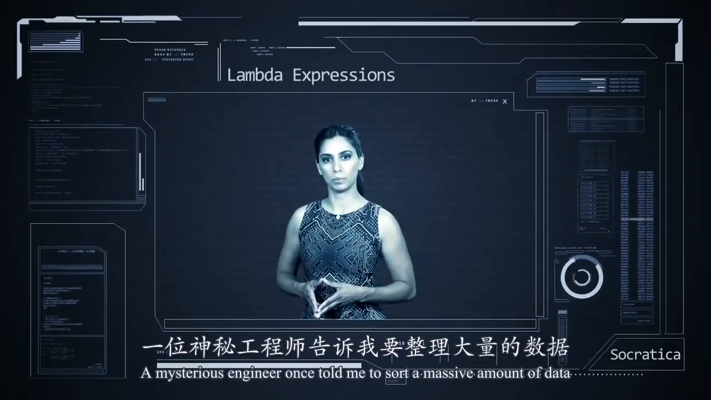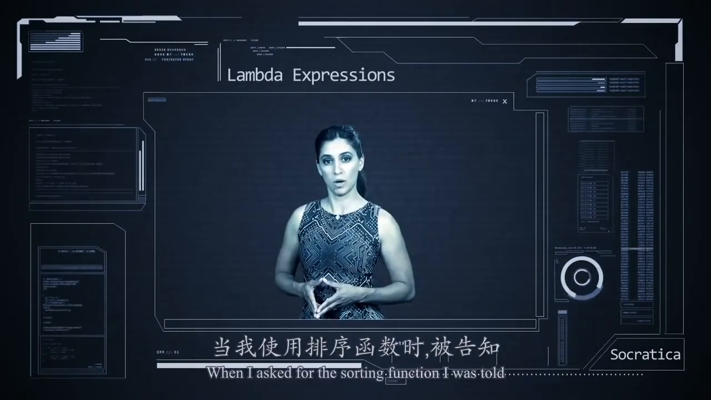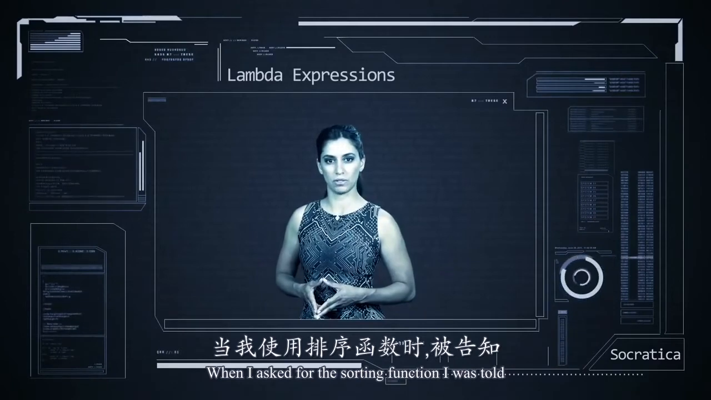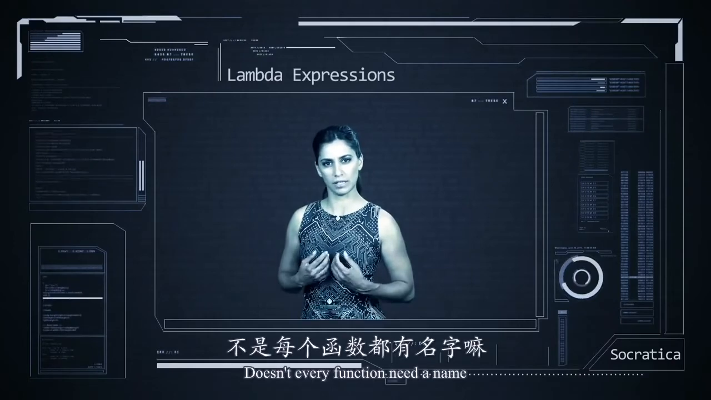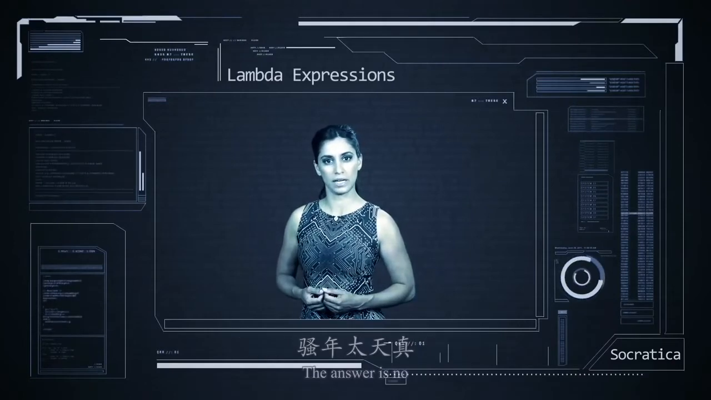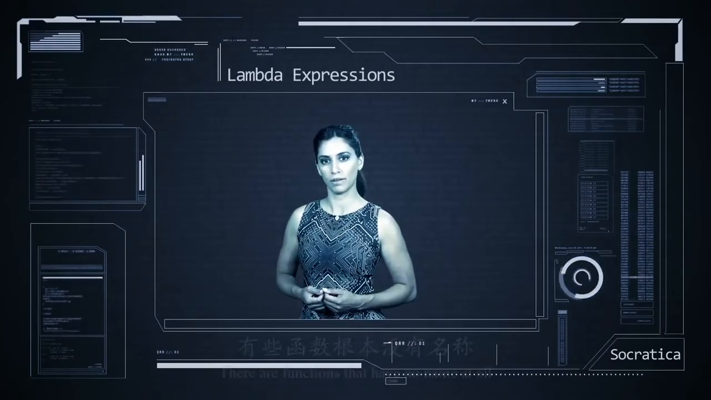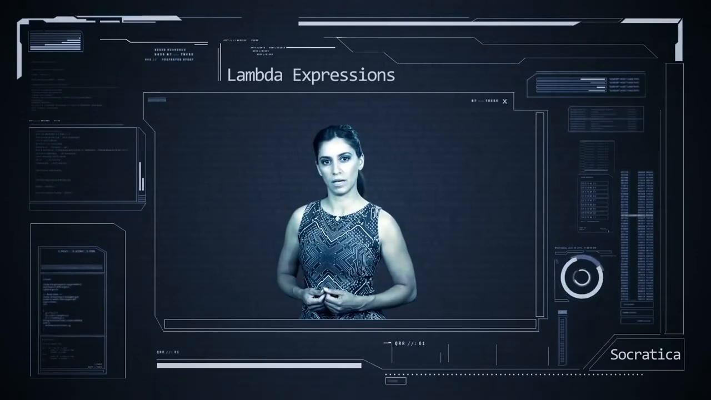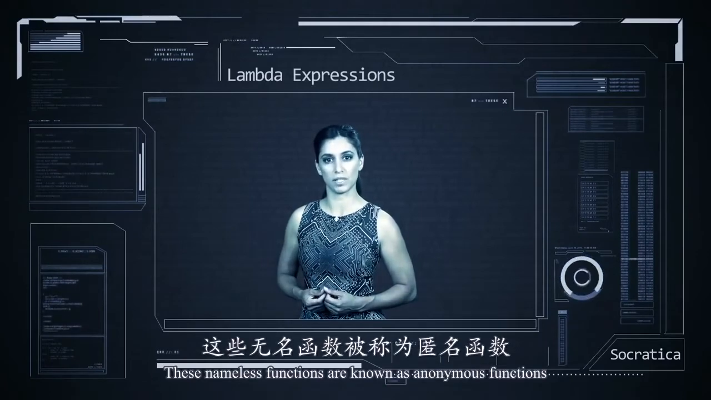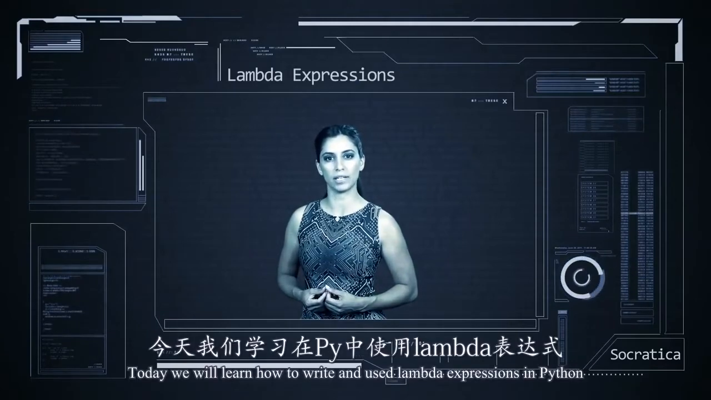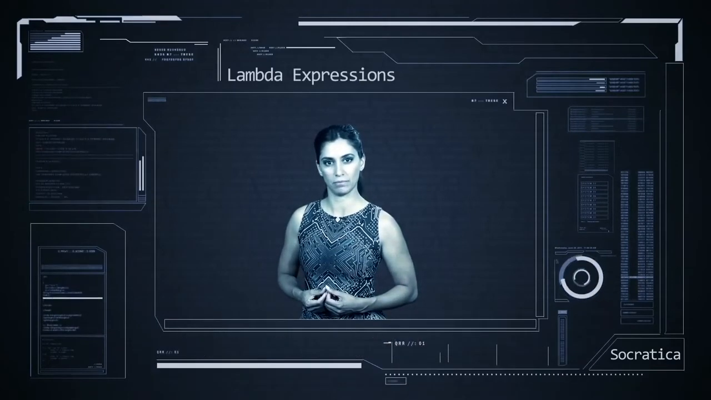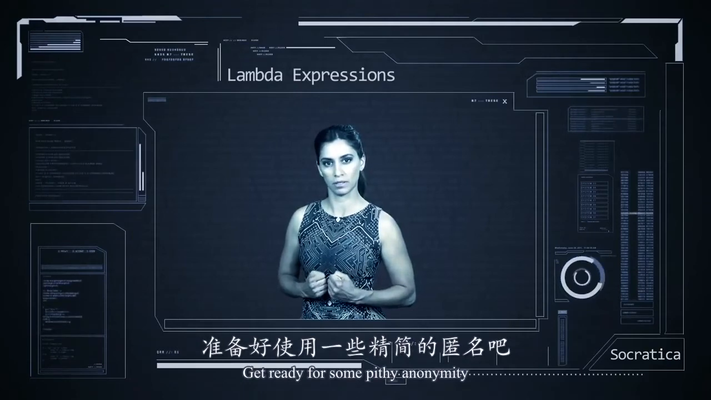A mysterious engineer once told me to sort a massive amount of data. When I asked for the sorting function, I was told, a function has no name. Is this possible? Doesn't every function need a name? The answer is no. There are functions that have no name at all. These nameless functions are known as anonymous functions, or lambda expressions. Today we will learn how to write and use lambda expressions in Python. Get ready for some pithy anonymity.